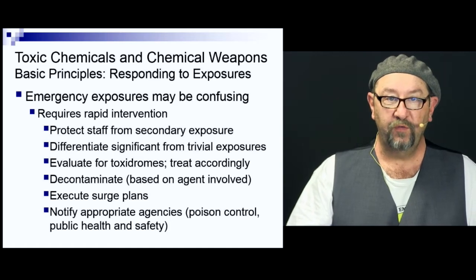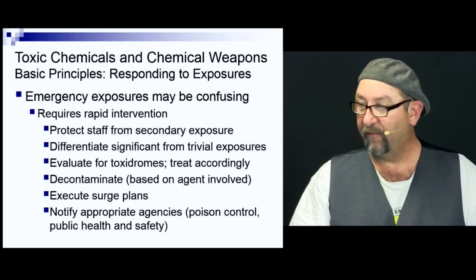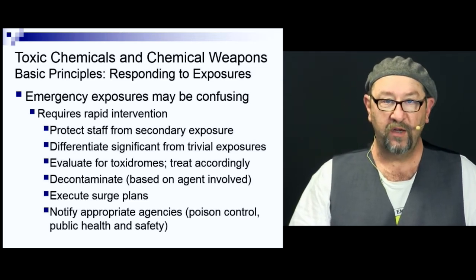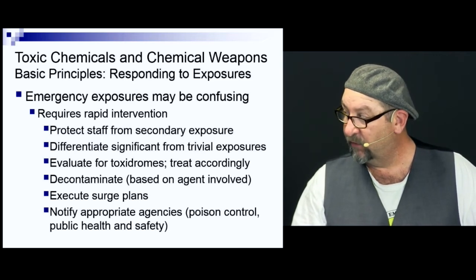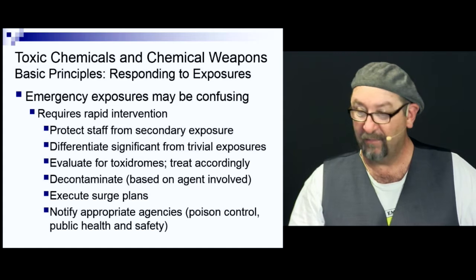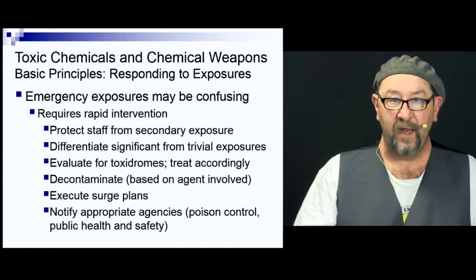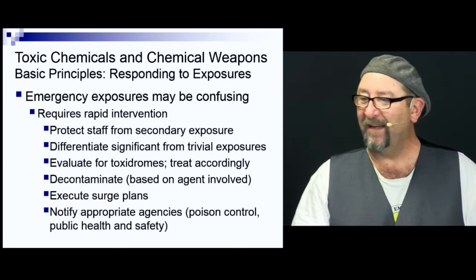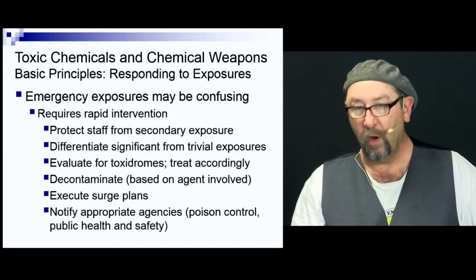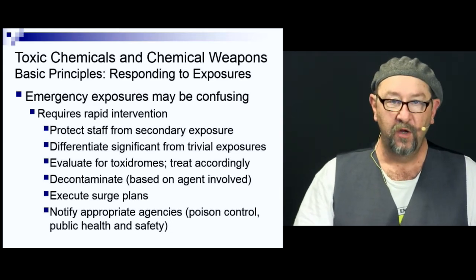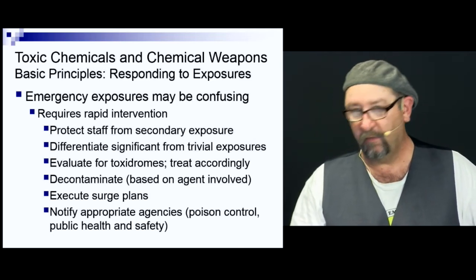Emergency exposures can be confusing, but when you think you've got something like that, you do want to protect your staff from secondary exposure. You do want to differentiate significant from trivial exposures, because if you have limited resources and a lot of victims, you want to save the resources for the people who need them. That comes up with organophosphates and nerve agents. You want to remember to decontaminate. Remember the A, B, C, D, E's of tox, right? Airway, breathing, circulation are the same, and then it's decontaminate and eliminate. So you want to remember that the D and E are different here. Notify the appropriate agencies: poison control, public health and safety, FBI if it's terrorism, those kinds of things.